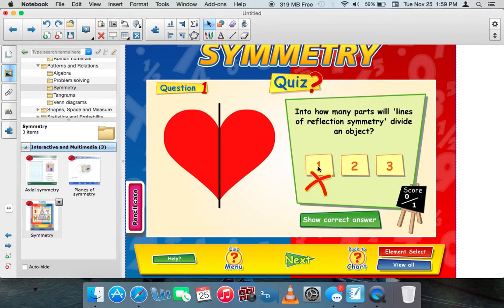Oh no, was I wrong? Who thinks they know the correct answer? Is it 2? Let's check. Yep, it is 2. So make sure you know what you're talking about beforehand, okay? Alright, let's try the next question.